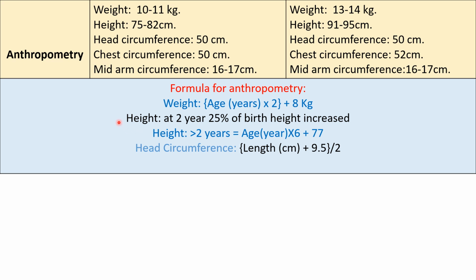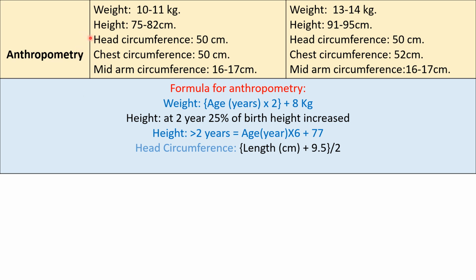So at this point I need to tell you one more thing. Height at 2 years is 50% of the adult height. You can see an increase from the birth height. Head circumference, the formula is length in centimeter plus 9.5 by 2.